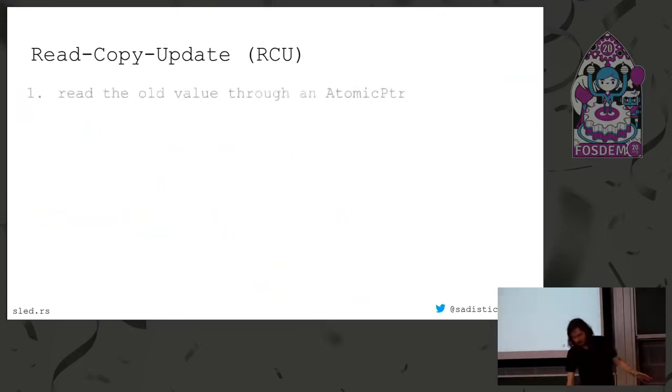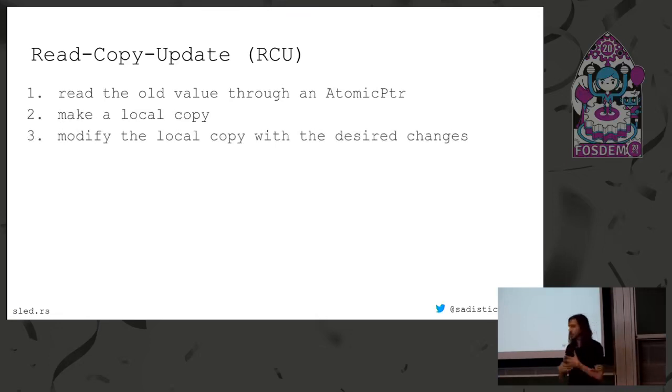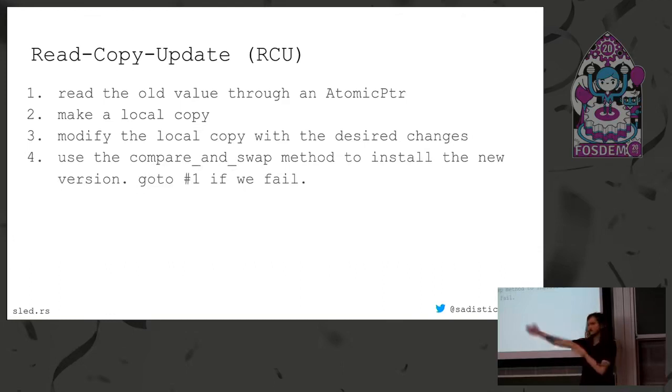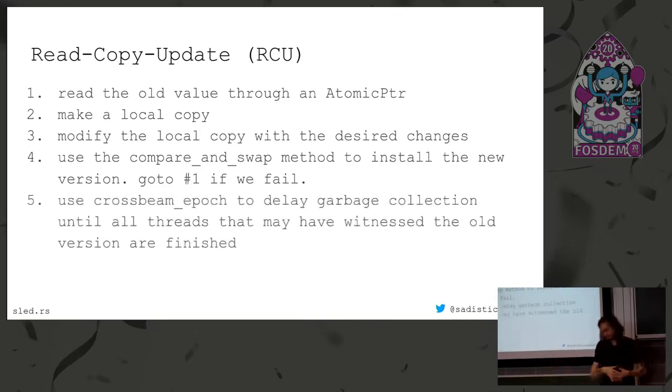The high-level idea of what happens here is we read an atomic pointer. We make a local copy of the data that it points to. We change it in the way that represents our mutation. And then we attempt to install our mutation by using an atomic compare and swap operation on that atomic pointer. If we fail, we basically retry and go back to 1.